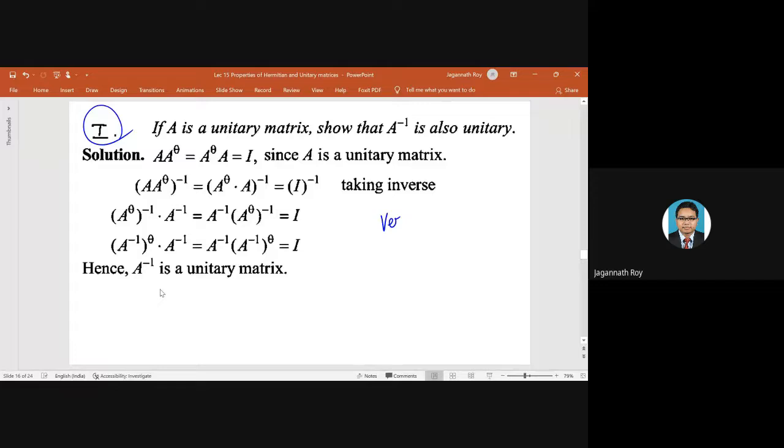So verify these relations. Since A is unitary, it will satisfy this equation. Now you have to show that A inverse is also unitary, so you take the inverse on both sides. Just simplify, and after simplifying, we can see that this is satisfied. So A inverse is also unitary.